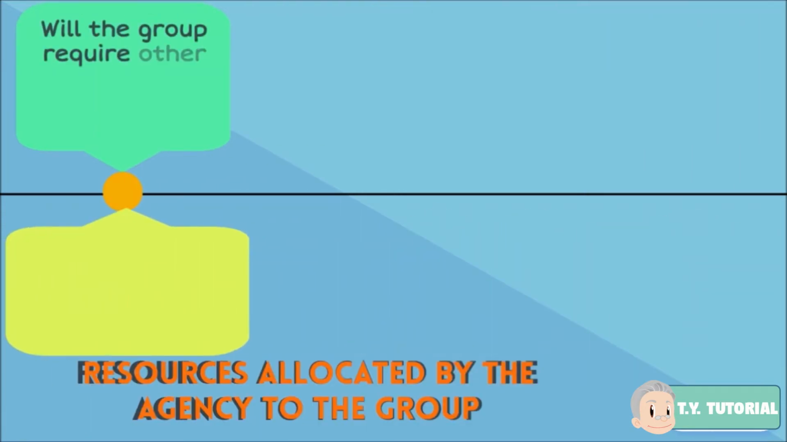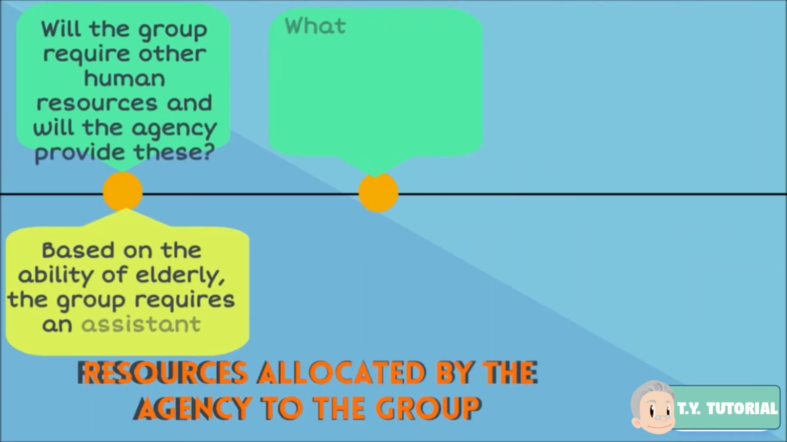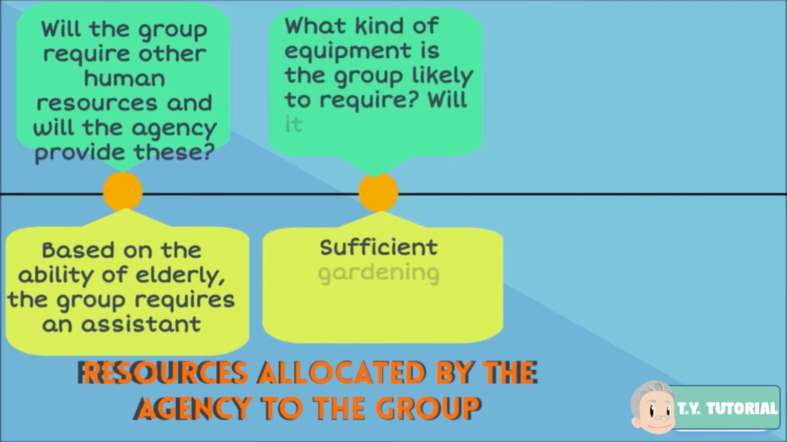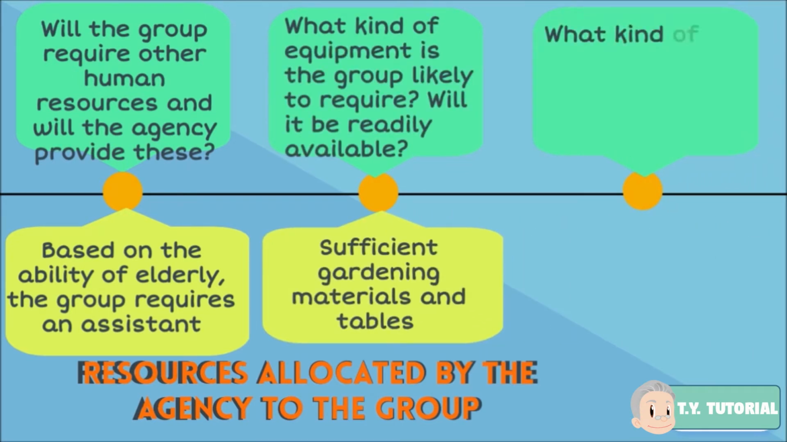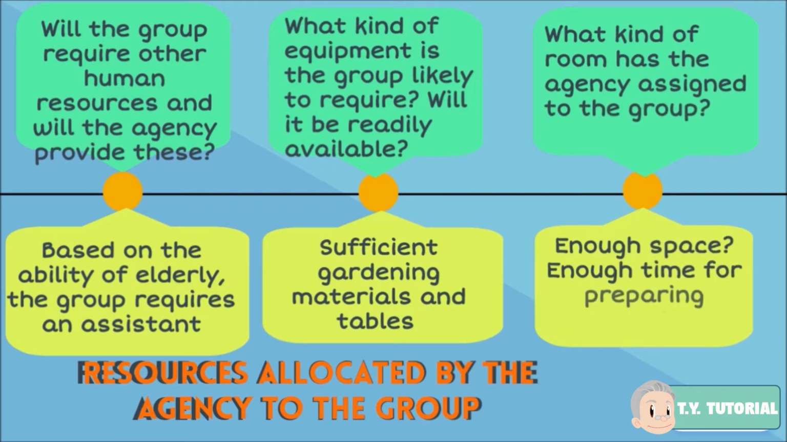The second will be considering the resources allocated by the agency to the group. Based on the ability of the elderly, does the group require assistance? Is there sufficient gardening material and tables for the group? Or is there enough space or enough time to prepare the gardening material?